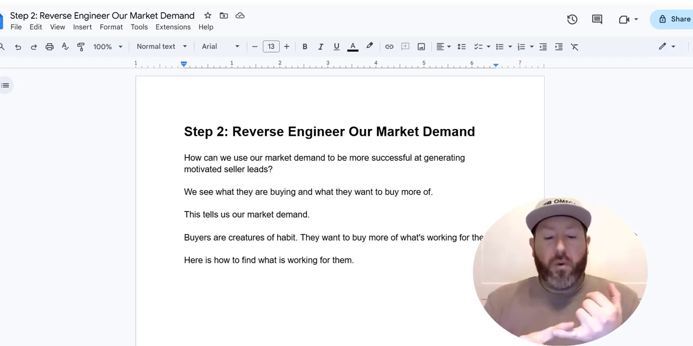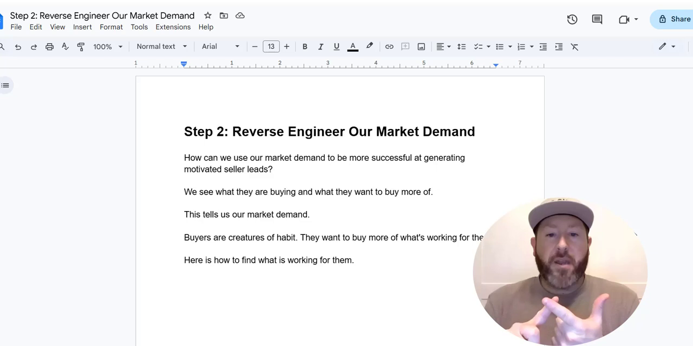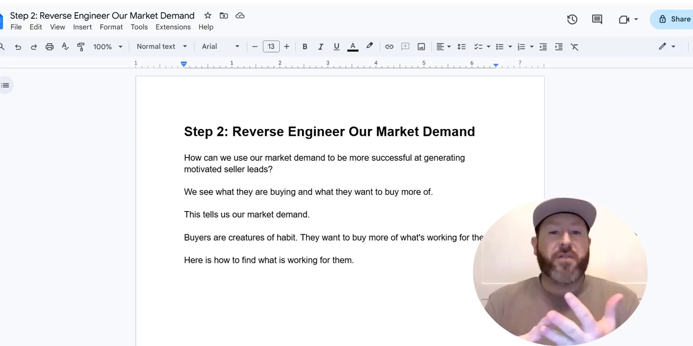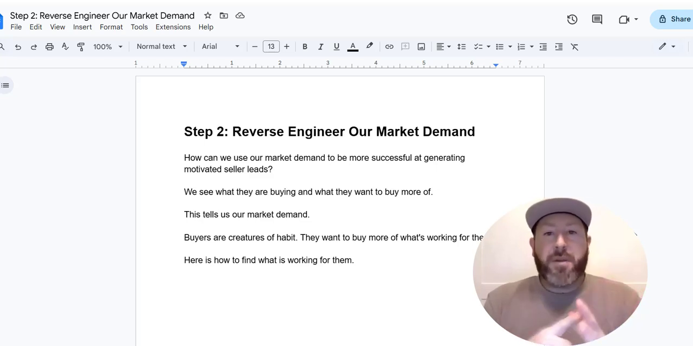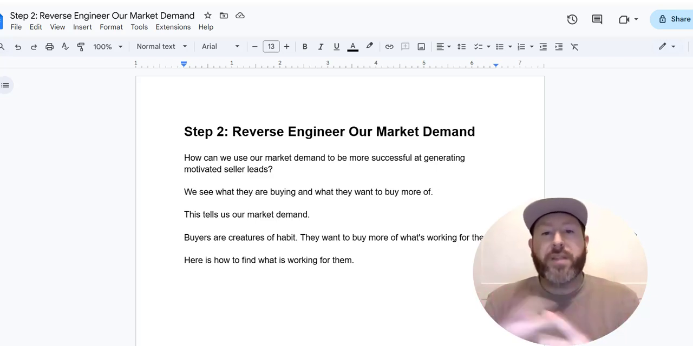So what do we look for whenever we're trying to find our market demand? Well, we want to see exactly what neighborhoods they are buying in, what zip codes they are buying in, what types of properties, single family, multifamily, how many bedrooms, how many bathrooms, what's the square footage, what's the price point, what's the year built, what did they pay?